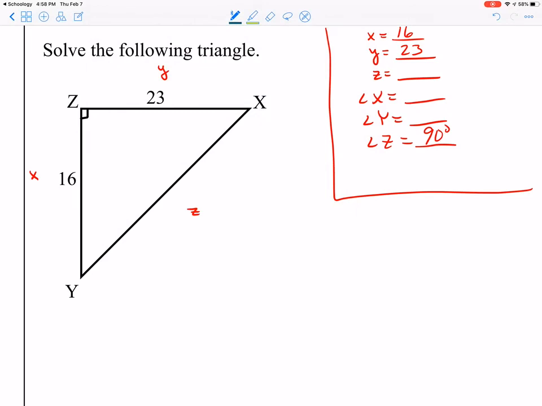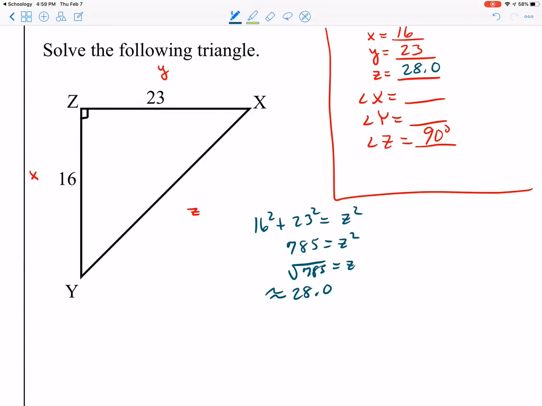The next thing I want to do, I've got two of three sides, so I could just use the Pythagorean Theorem and do 16 squared plus 23 squared equals Z squared. This will solve for Z. I get 785 equals Z squared. So it's really the square root of 785, which is approximately 28.0. So my Z side is 28.0. Now I have to get angle X and angle Y.